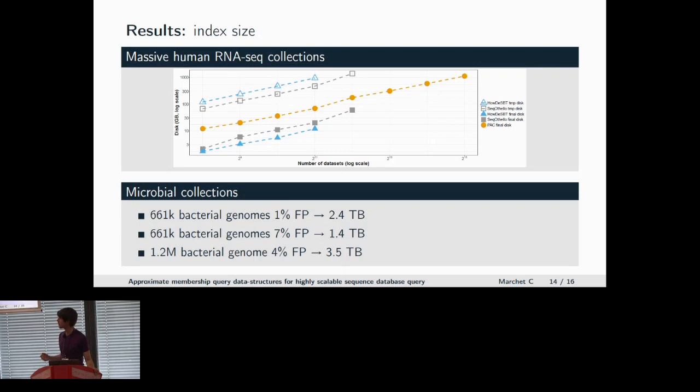the final index. And here on the microbial collection, we see that the main factor that impacts the size of the index is the size of the Bloom filter, which means the false positive rate. So if you allow a higher false positive rate, then you are able to get a smaller index, basically.